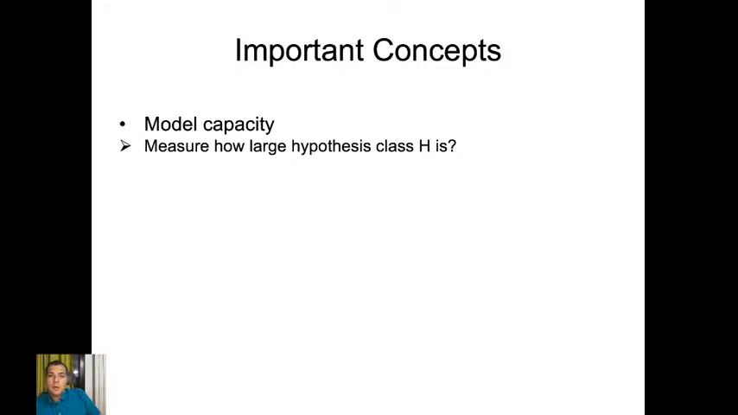Okay, so what are the important concepts to take away from the previous slides is the model capacity. So this is actually how large is your hypothesis class. Does it allow all the functions or not? What functions are allowed? Is your model only a linear model, or is it a more complex model, and so on? Another important concept is overfitting.